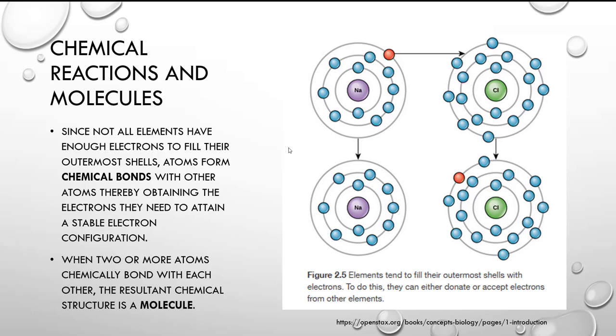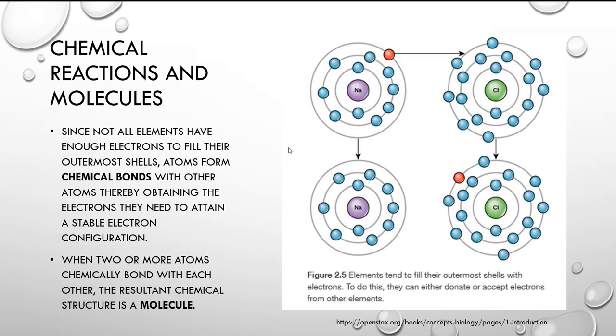All right, so next we're going to talk about chemical reactions and molecules. Most of those elements are not going to have enough electrons to fill their outermost shells, so they're going to need a chemical bond. There are different ways they can do it. We talked about one way: to either gain or lose an electron, so they become an ion. They could also share the electron.